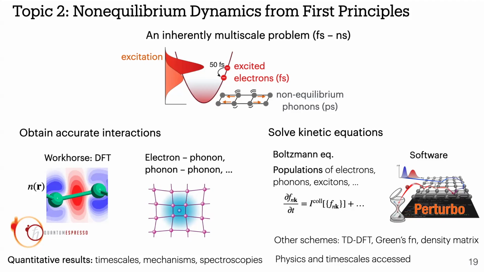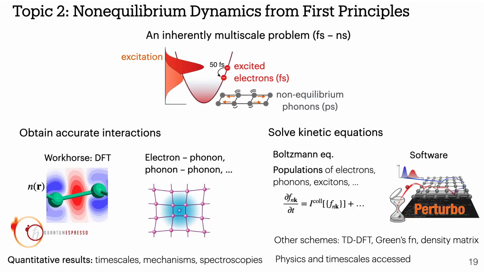So in Perturbo, you can start by obtaining accurate electron-phonon and in fact also phonon-phonon interactions. And so that, in a way, guarantees, and that's not a trivial point for non-equilibrium modeling, that you can trust the quantitative nature of your results. For example, you can trust the numerical value of the time scales as well as model ultra-fast spectroscopies and understand mechanisms in these ultra-fast processes.